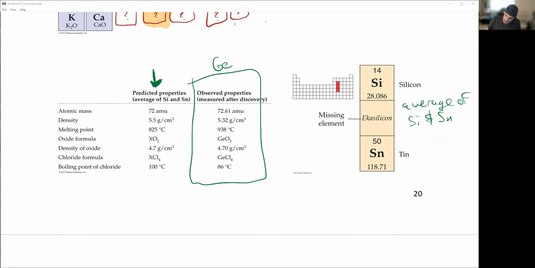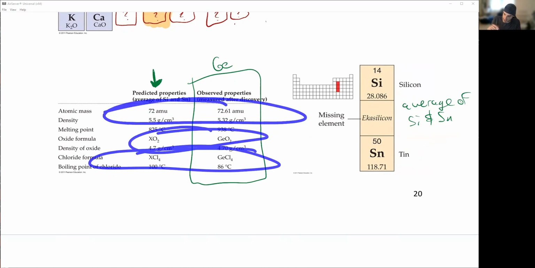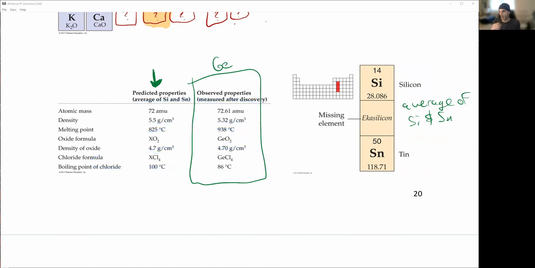You can see that some things are right on, and some things are pretty close. Same oxide, as we would imagine, the same chloride formation, and the same or similar atomic mass. They couldn't go out that far, but the average of those two gets close. So it's giving rise to the idea that there is a rhyme and reason to the periodic table. These things can be determined based on it.